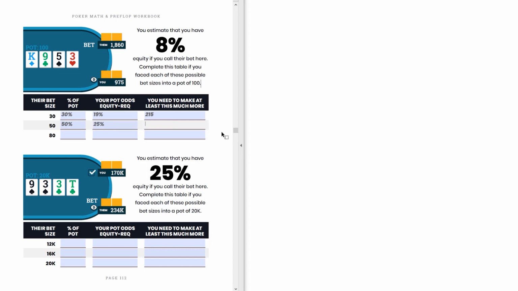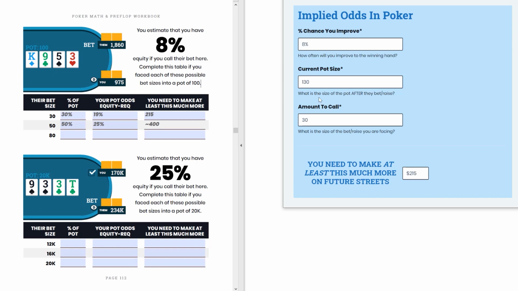And how much more do we need to make? So let's just eyeball it real quick. We're in a situation where we're getting 3-to-1, we need 11-to-1, so 8 times the $50 bet would be about 400. So let's quickly pull out that calculator that we talked about earlier and update all the numbers.